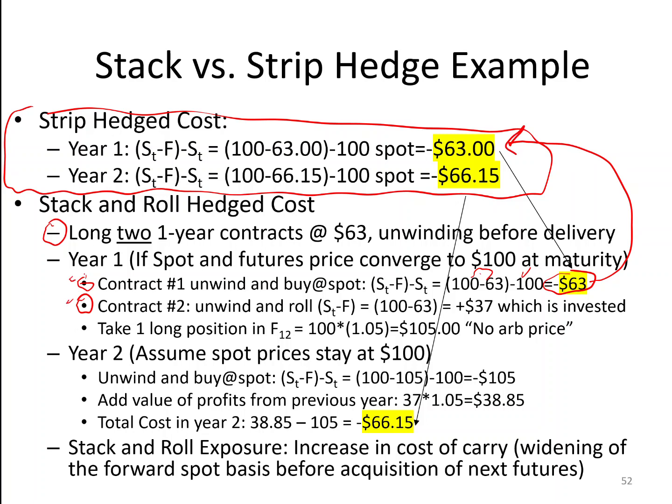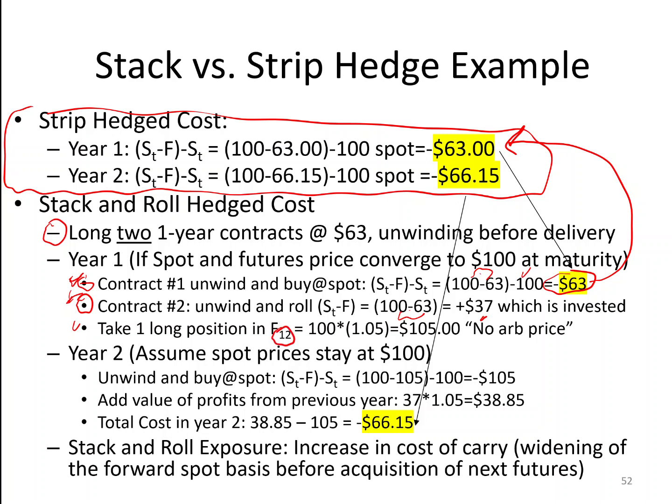Then they unwind the second contract at the same time. They also make a profit, that $37. But what they do is they invest that $37 at the risk-free rate of 5%, and they save it for the second year. Now that they've unwound both contracts, they're going to simultaneously enter into one position by taking a 1 year futures contract 1 year from now.